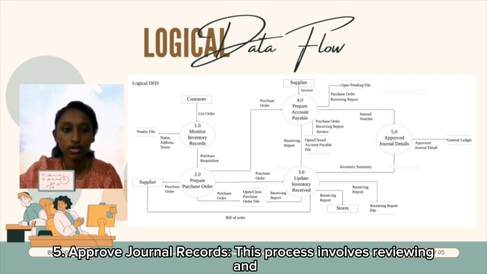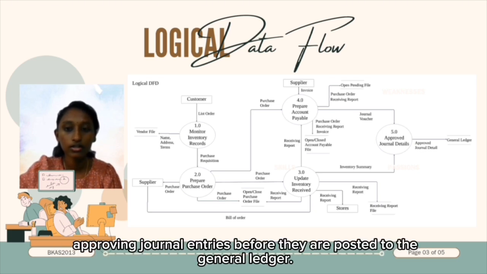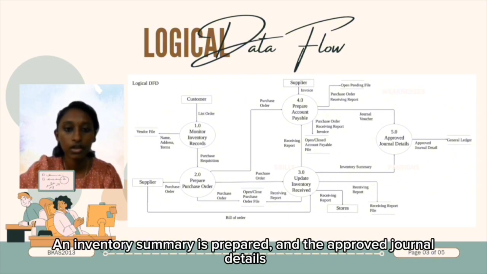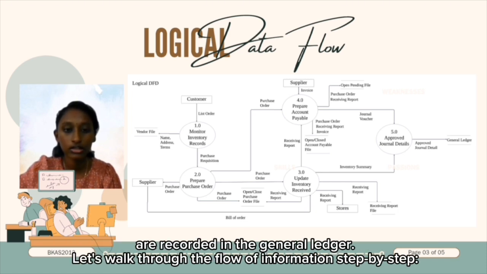Fifth is approve general entries. This process involves reviewing and approving general entries before they are posted to the general ledger. An inventory summary is prepared and the approved general details are recorded in the general ledger. Let's walk through the flow of information step by step.